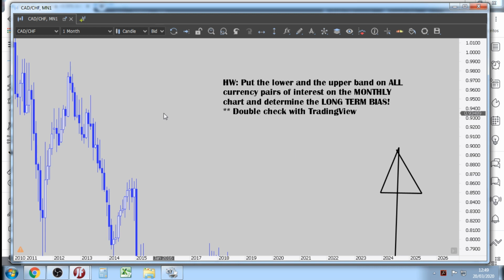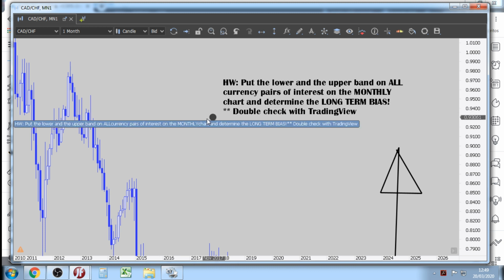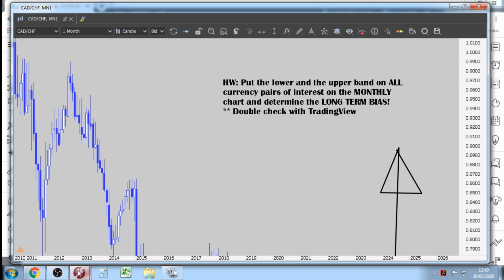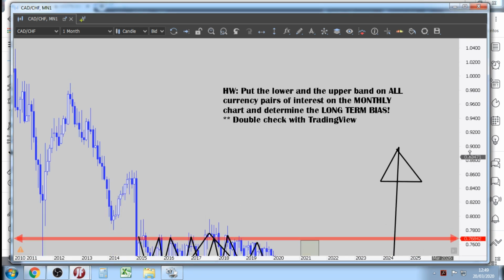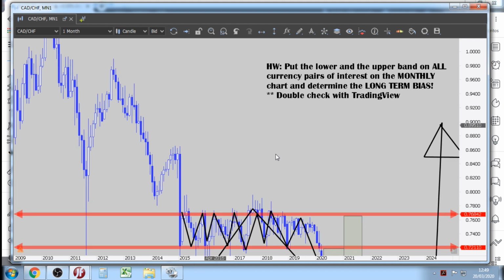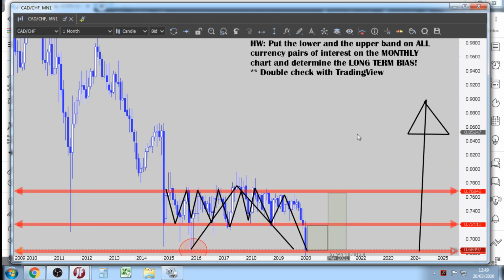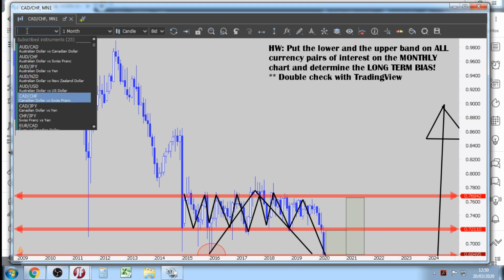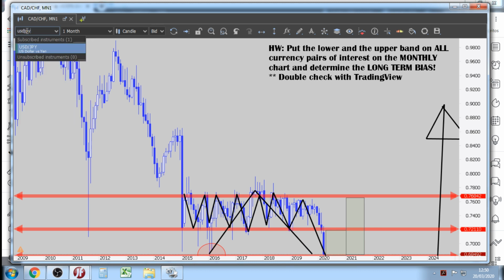Okay, this is the homework: put the lower and the upper band on all currency pairs of interest on the monthly chart and determine the long-term bias. Star, double check with TradingView. Okay, some of the currency pairs on JForex are missing data, everybody. I'm going to show you one more and then we're going to end slowly. USD JPY is missing data, everybody.